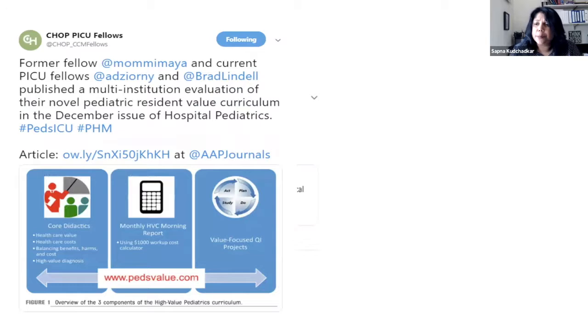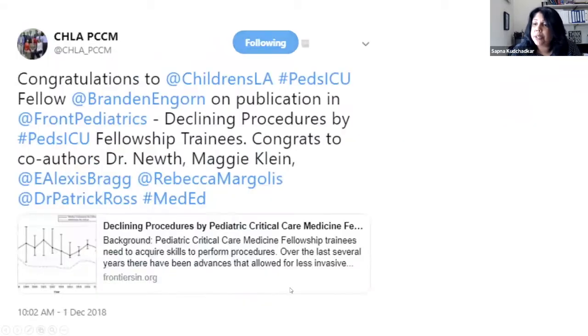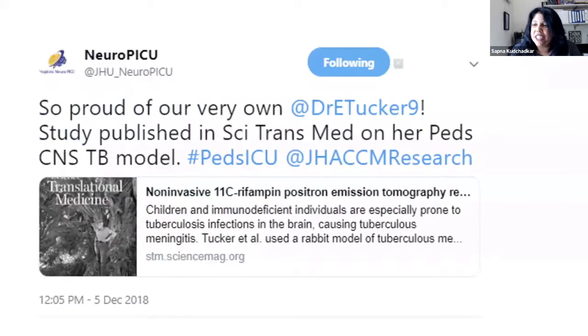This is the Children's Hospital of Philadelphia. They tag the first authors and the PICU fellows who are involved, had a great infographic on this quality improvement manuscript. And again, more articles that are being promoted, because when our trainees do awesome work, we should be sharing it. And we can use many different forums to do that. And if they have a Twitter handle, it makes it all that easier. This is the JH Neuro PICU sharing information about a high impact article from one of our junior faculty members.